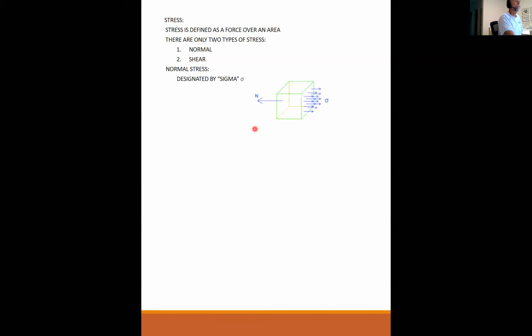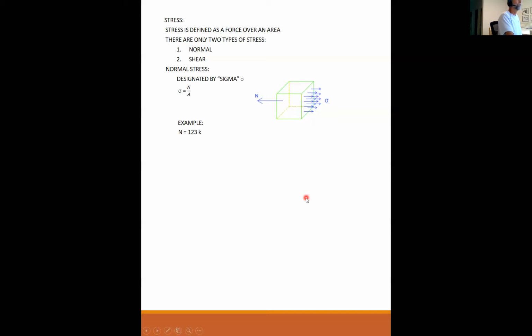So here is a normal stress. I have some kind of an element, and I have applied a load of N to this element. If I take N and divide it by the surface area of this surface, then this is your sigma stress. The sigma stress and the original force causing that stress are normal to this surface. So sigma is equal to N divided by A, where A is the area of this surface.